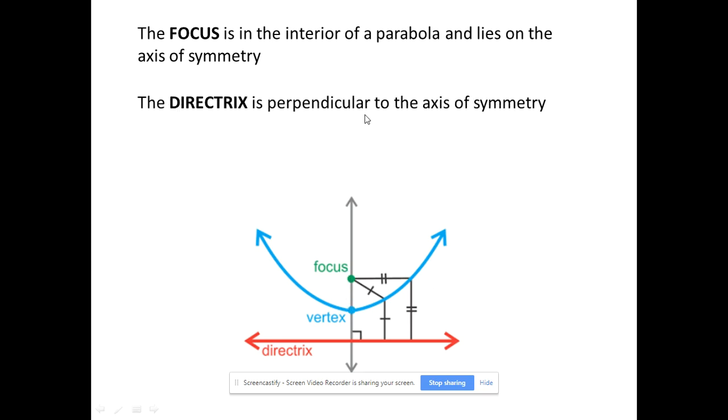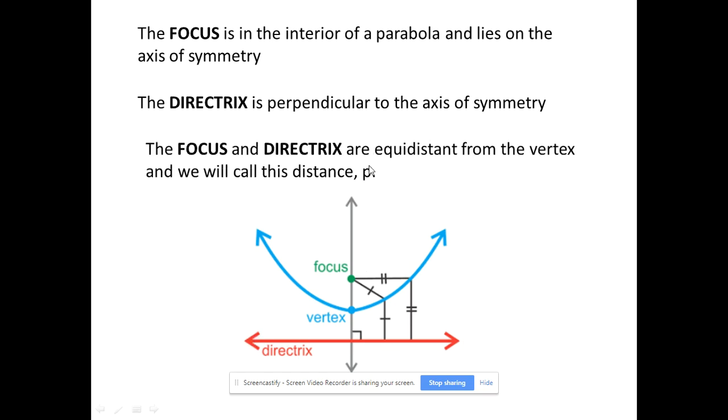The directrix is the perpendicular to the axis of symmetry. So this line here is my axis of symmetry, and the directrix is perpendicular to that. The focus and the directrix are equidistant from the vertex, and we will call that distance P. So here's your vertex, here's the focus, and here's your vertex, and here's the directrix, and these two distances are going to be the same.